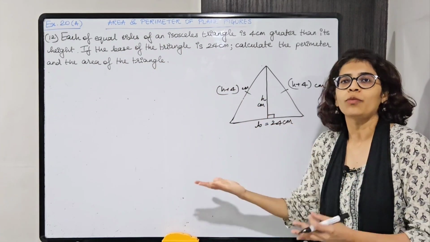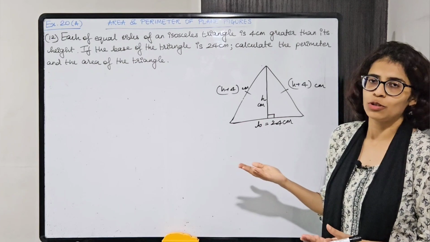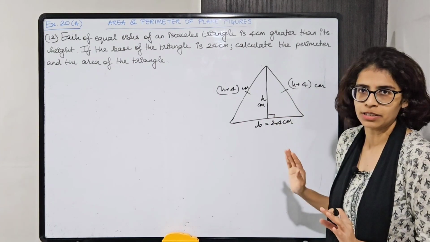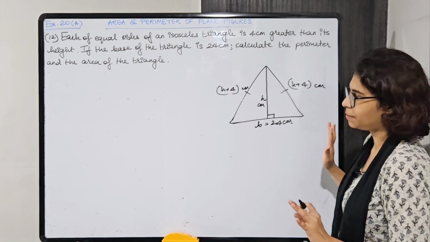For area, it depends which formula you want to use. It's up to you. Okay. So there are 3 formulae applicable over here. Whichever you want to use, it's up to you. First, let's find out the height. Okay. We'll focus on perimeter for now. So for perimeter we need the height.